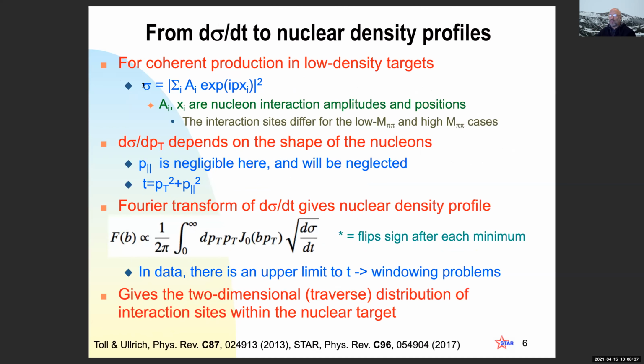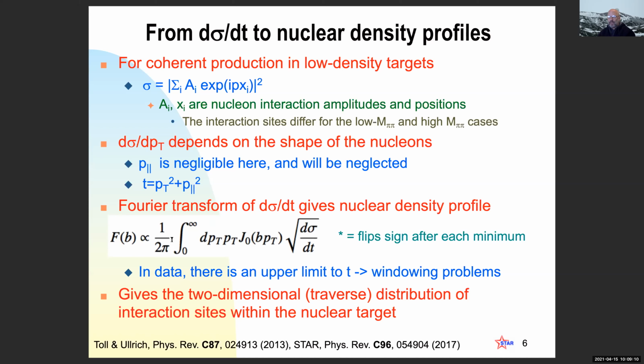If you have coherent photoproduction, the cross section is basically the square of the sum of the amplitudes, A sub i, and then there's a phase factor, e to the i p·x. And so you can clearly see you get coherence for p less than 1 over x sub i, or more precisely, pT less than the nuclear radius. We're going to neglect the longitudinal momentum here. It's small.